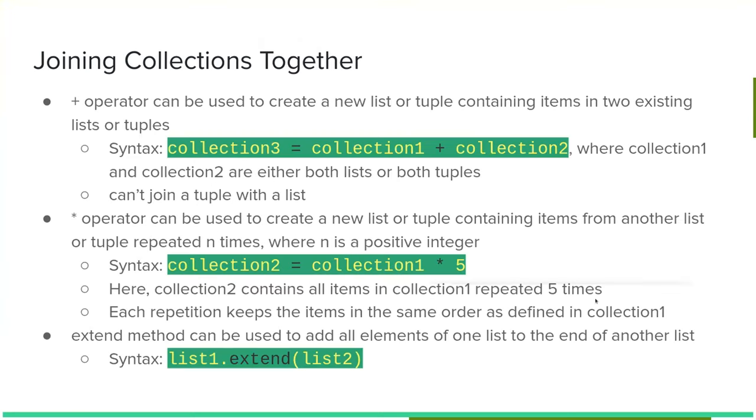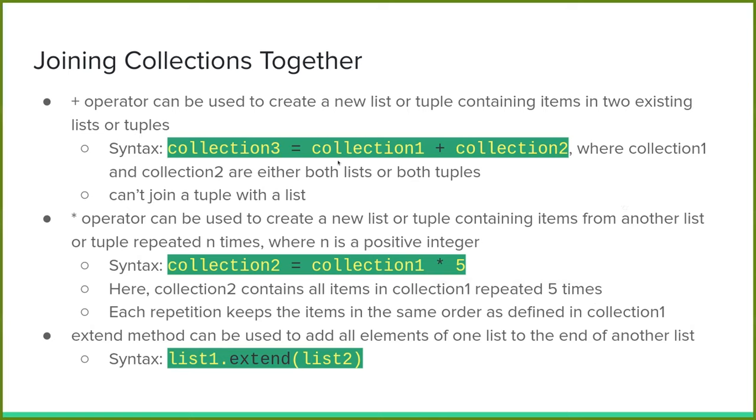So you can also join a bunch of collections together. You can use the plus operator to create a new list or tuple containing items from existing lists or tuples. So the syntax for that would be collection 3 equals collection 1 plus collection 2, where collection 1 and collection 2 are either both lists or both tuples. You can't use the plus operator to join a tuple with a list.